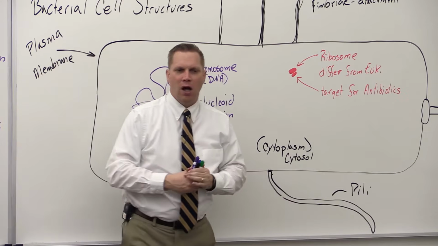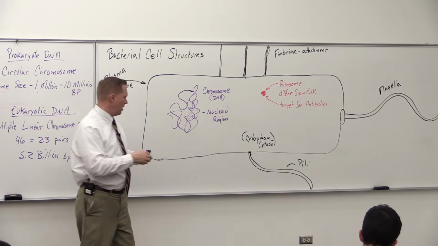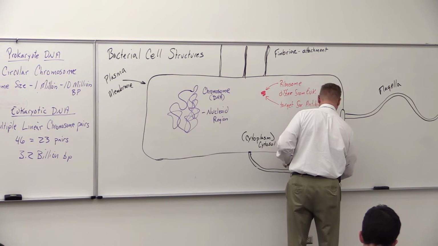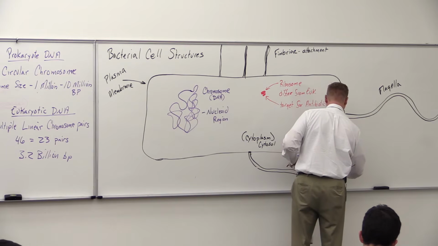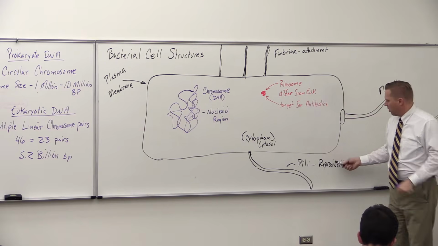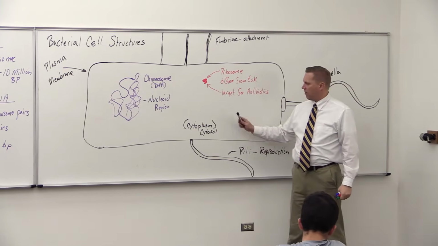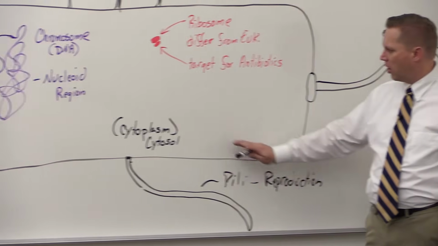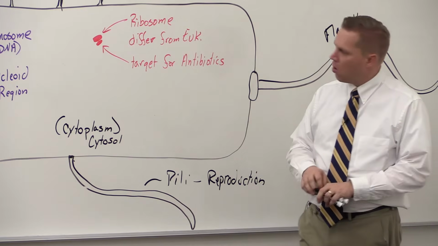The pili a lot of times are a little bit longer than the fimbriae are. And these guys, the pili, have a function in reproduction. We'll talk more about this in a couple minutes, but their purpose is actually to allow transfer of DNA from one cell into another cell. We'll come back to that in a second, but that's the purpose of the pili.